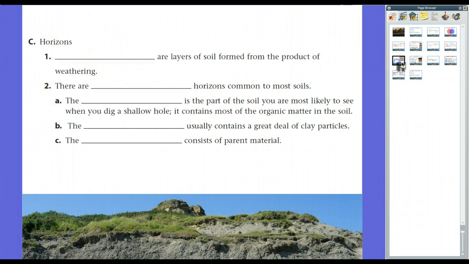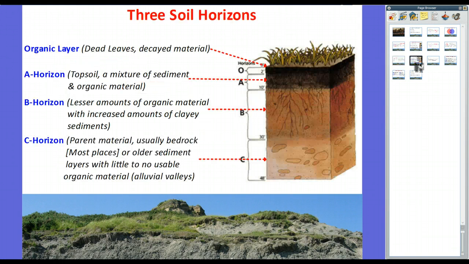before it's considered mature. Okay, so let's talk about layers of soil, especially here in South Louisiana, where we don't have rock unless you go way far down. What we have are layers of soil, which soil scientists call horizons. There are three common horizons common to most soils, and the example I'm going to give will have a fourth one, which is called the O horizon, or organic.